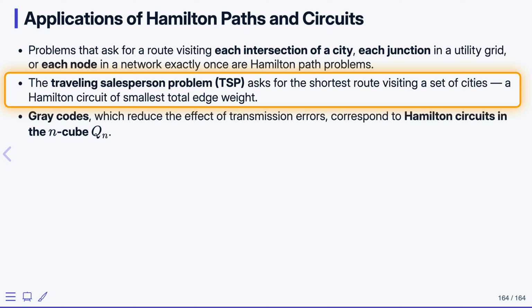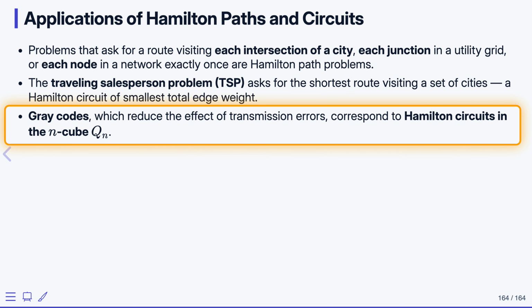One very famous case is the traveling salesperson problem, or TSP for short. A salesperson must visit a set of cities and come home. We want the shortest total route. That is the same as finding a Hamilton circuit whose edge weights add up to the smallest value.